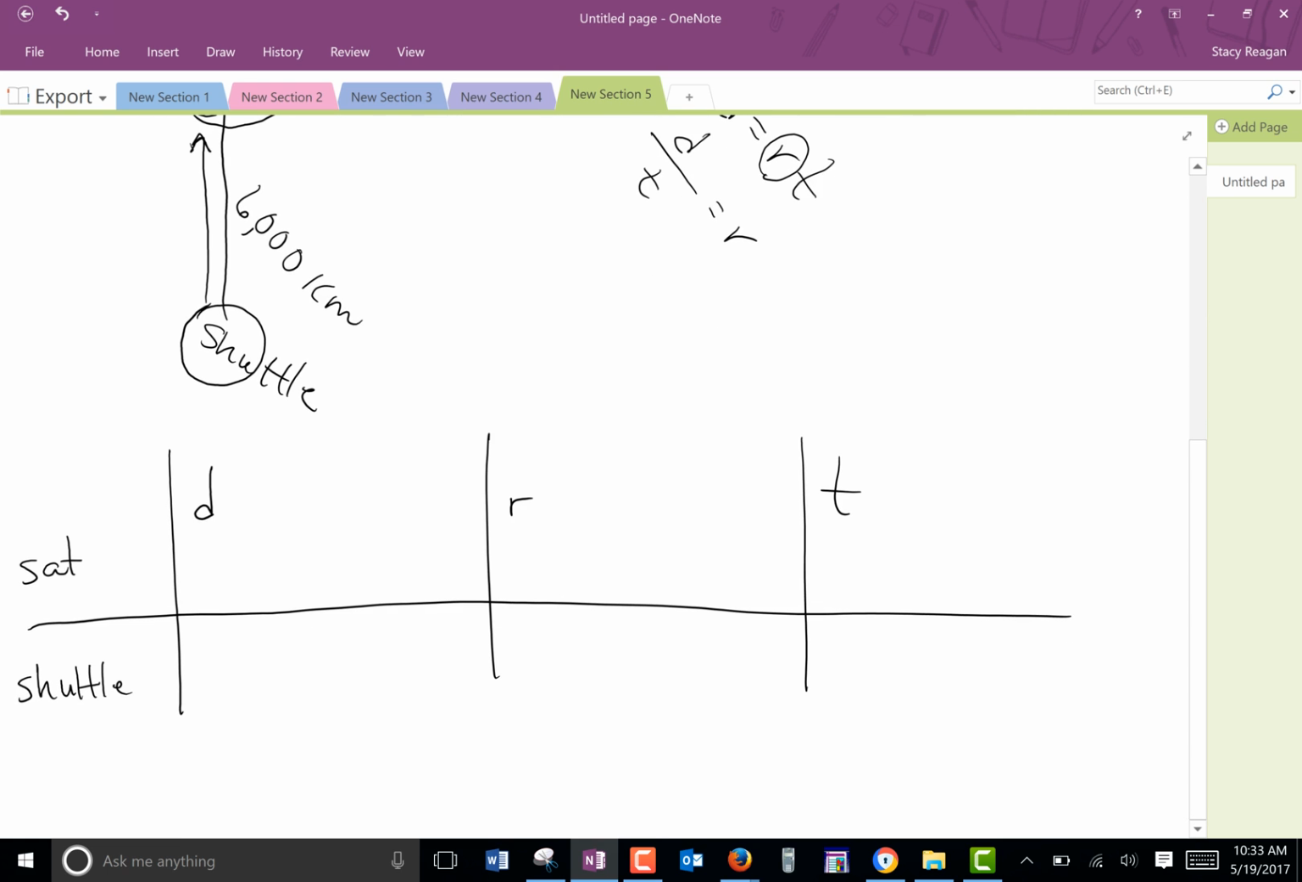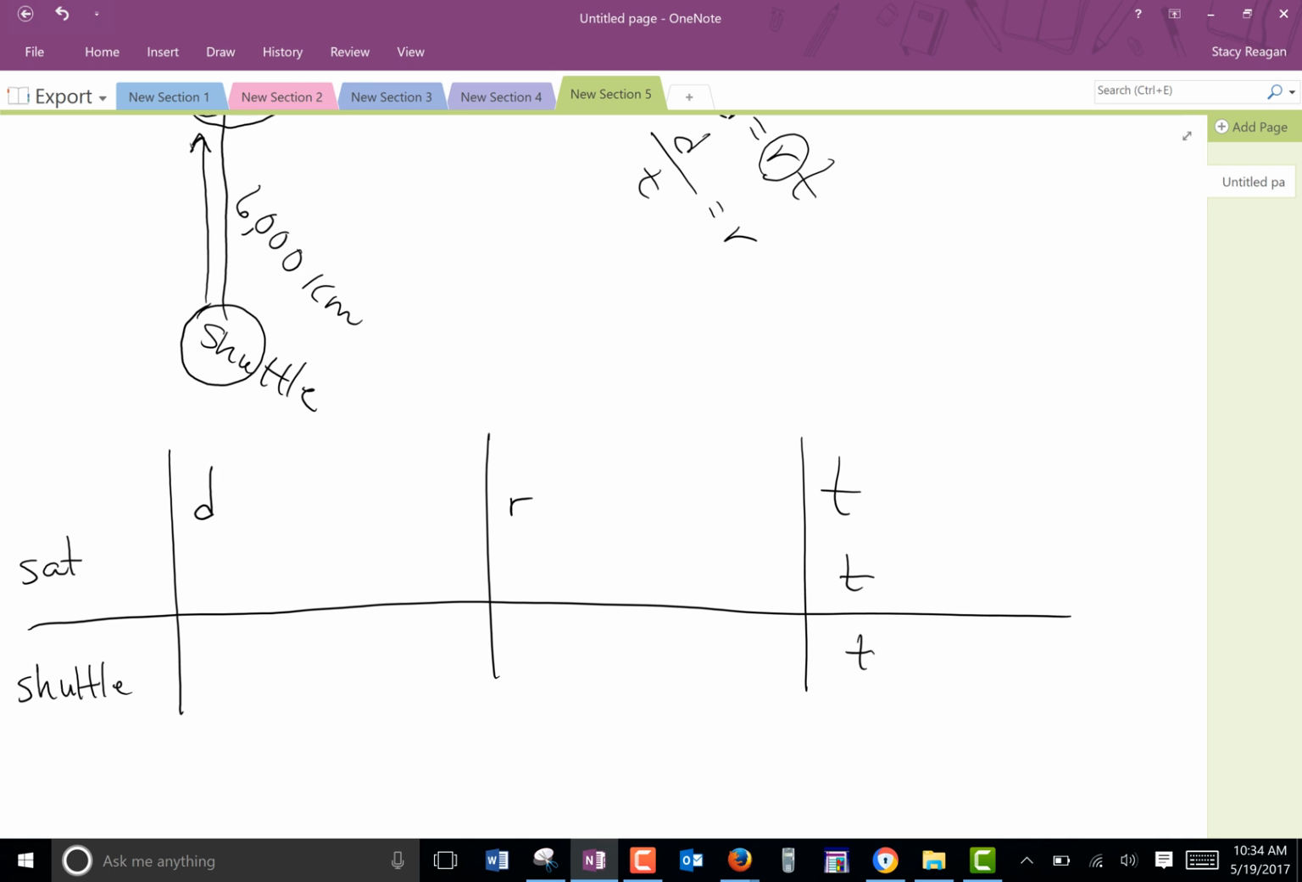So it's asking about time. And I don't know anything about the time. All I know is that time in this formula is t. So when I'm looking at those two things, I'm just going to put a t in there for the satellite and for the shuttle. All I know is that in this formula they're t's. I don't know anything else about it.